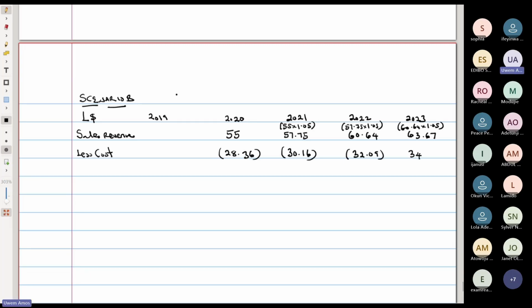So 34.13. Okay, so those are costs. I'm taking it a little bit fast because we explained this concept in our first scenario A computation.